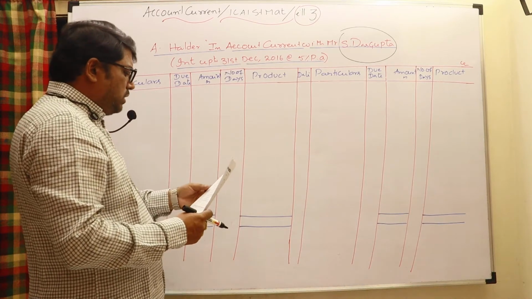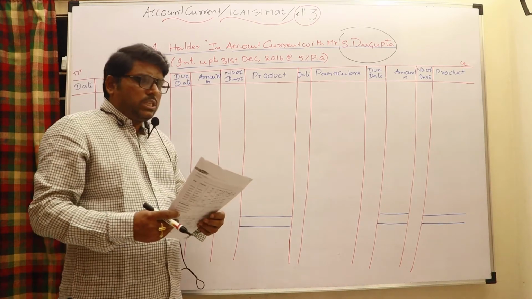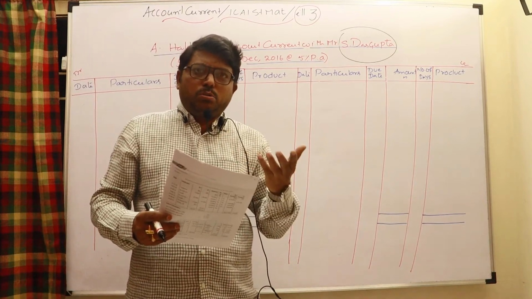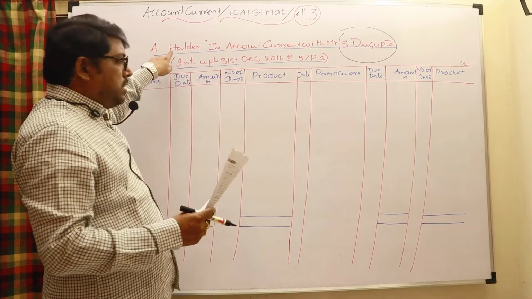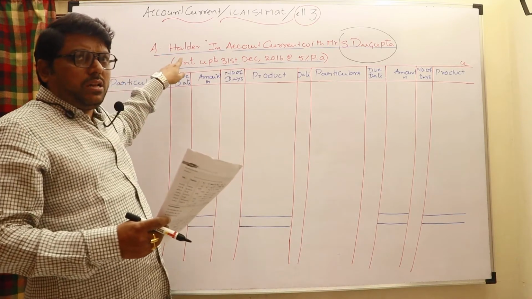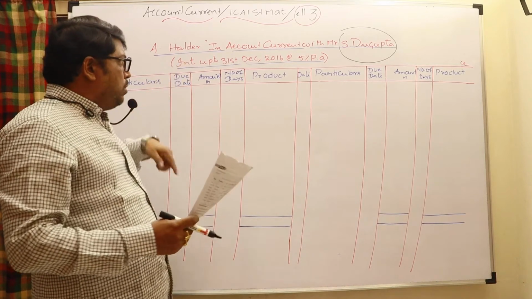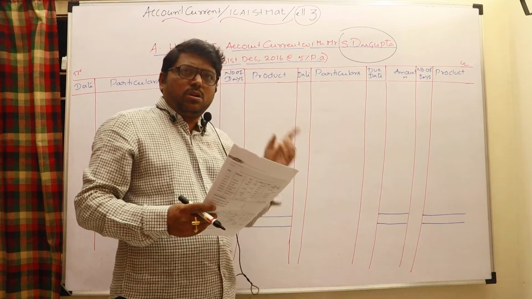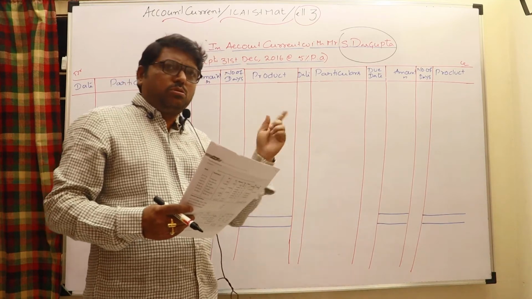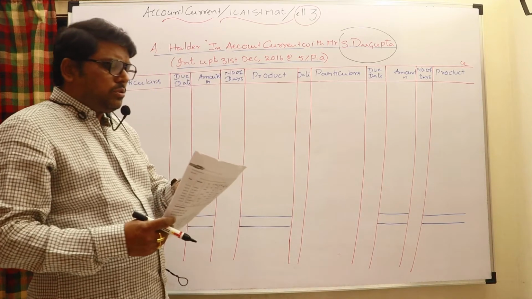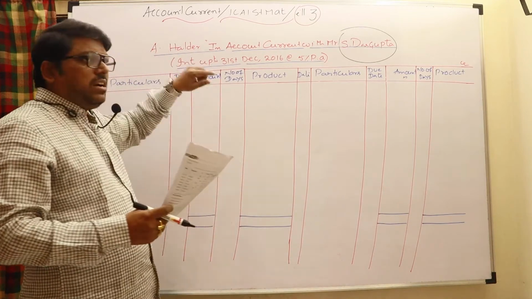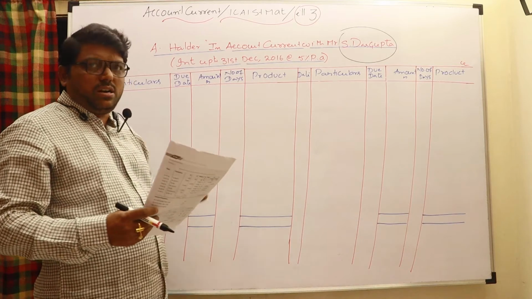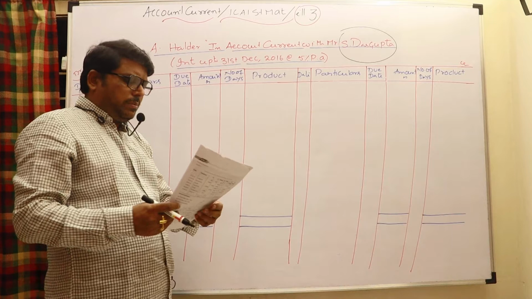First look at 2016 June 30. Balance owing or due, both are the same. If due from A Holder, it means he is a debtor for us, a debit balance. Due to holder means you have to pay, and he is a creditor, a credit balance. Due from is debit balance, due to is credit balance. Look at the balance due by A Holder. Due by A Holder means we have to receive the money from the holder, so he is a debtor for us and it is a debit balance.